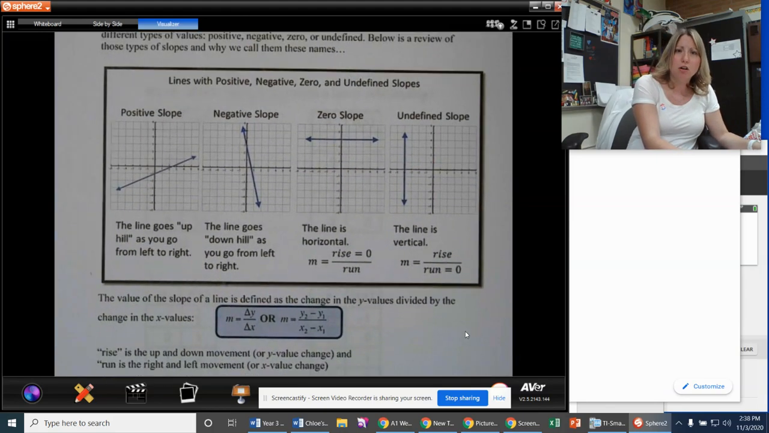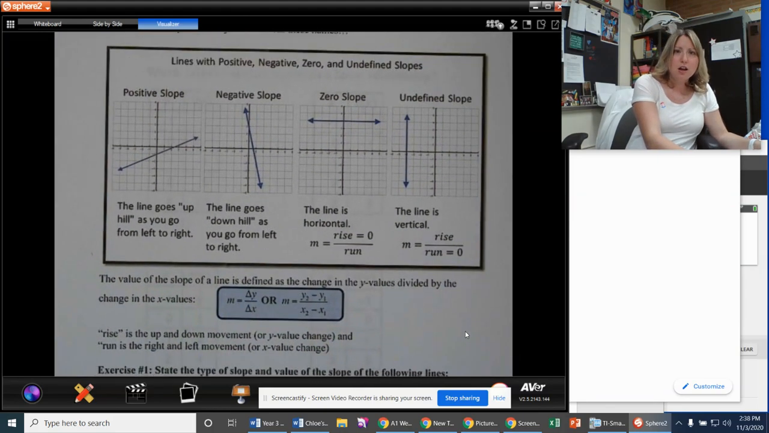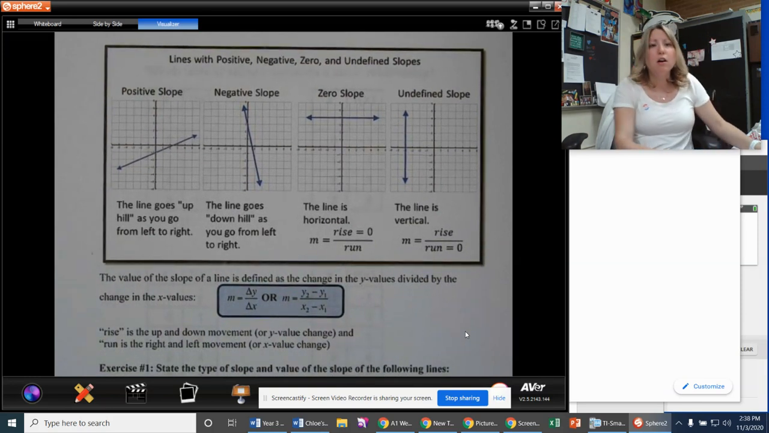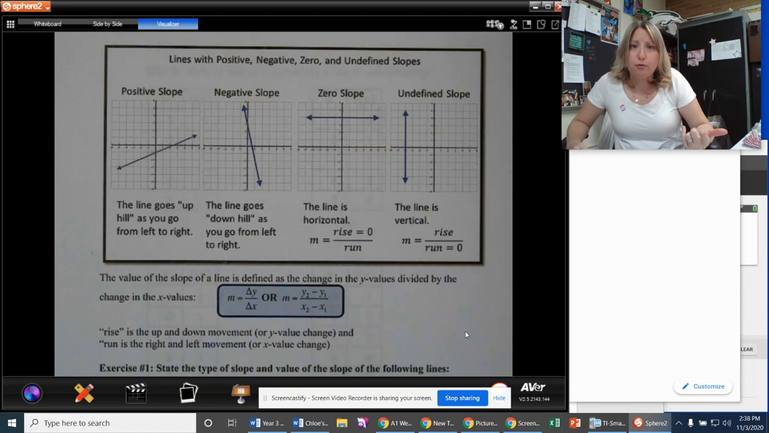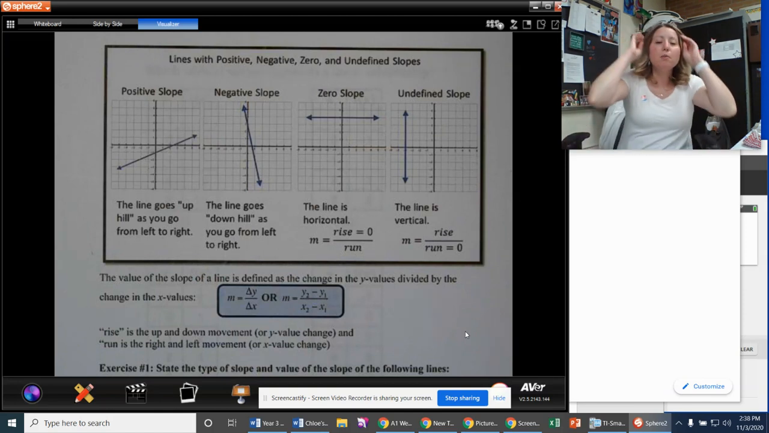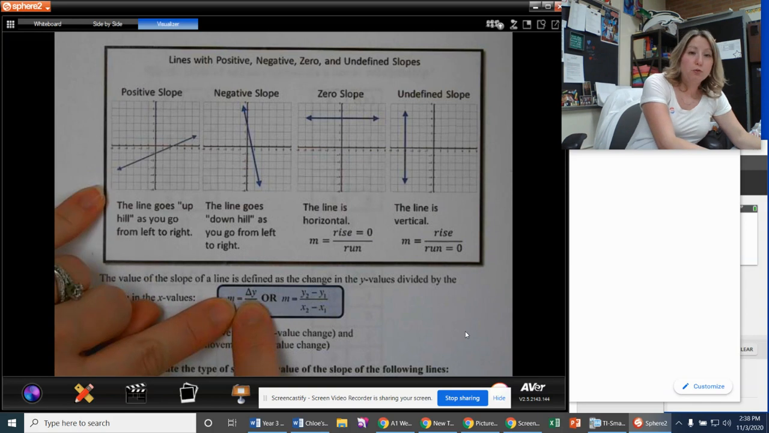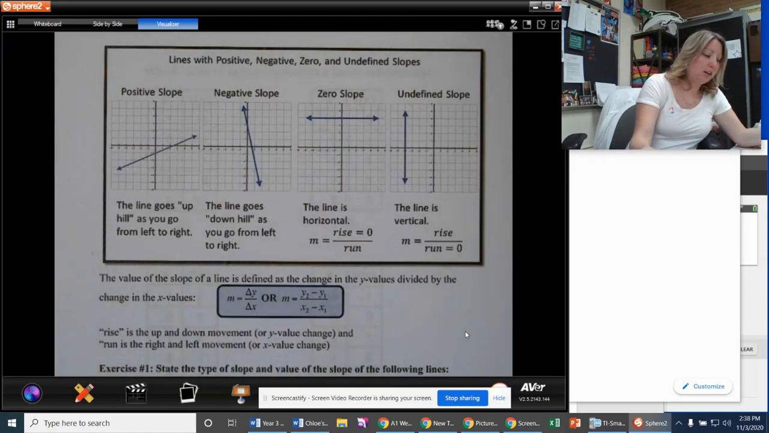And let's start by reminding ourselves that there are four different types of slope. Okay? Positive, negative, zero slope, and undefined slope. And all of them have to do with the calculation of the slope of a line based on the difference in the y values divided by the difference in the x values. Okay? So that's how we calculate our particular slopes as we go.